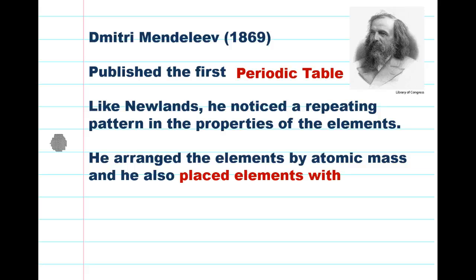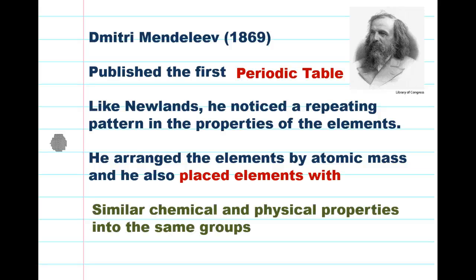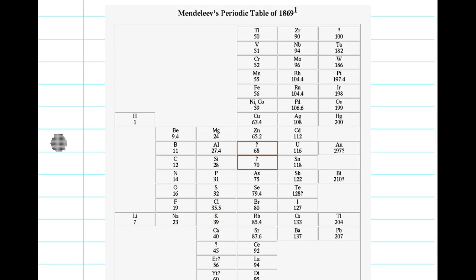Like Newlands, he noticed a repeating pattern in the properties of the elements. He did the same thing and arranged those elements by atomic mass, but he also placed elements with similar chemical and physical properties into the same groups. Now, this is what his periodic table looked like. Notice, if you take a look at this group right here, this would be group 1. His groups were actually horizontal, where ours are vertical.